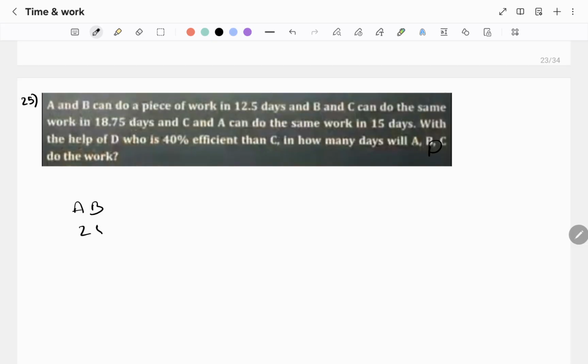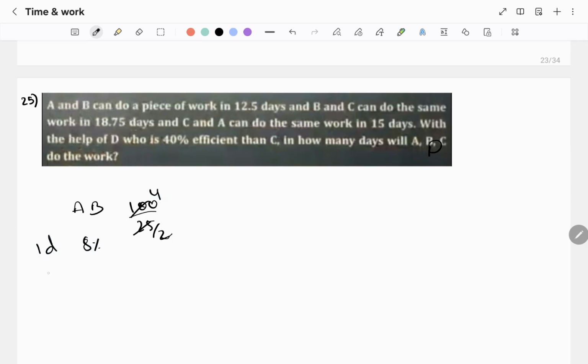Then the method: why use 2-3 methods, we will directly do it in a single method. Percentagewise we will take. AB in 12.5 days complete the work, that is 100%. 1 day's work is 100 by 12.5, which means 25 by 2 will be what? 2 goes to the numerator, 8%.